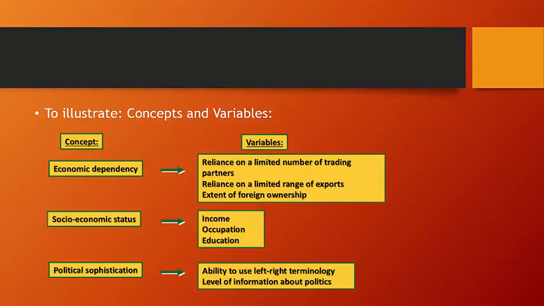Or socioeconomic status. We might look at an individual's income, occupation, and education. Together might be the variables we would want to observe to measure the concept of socioeconomic status. Or think of something like political sophistication. I think everyone can understand when they say that someone is more politically sophisticated than someone else. But as you think about how to measure it, you might say, well, someone's ability to use left-right terminology, or how much knowledge they have about politicians and processes and politics in general. These are all different things that we could observe, for example, through an interview.